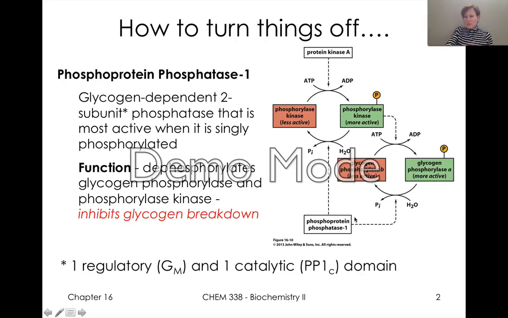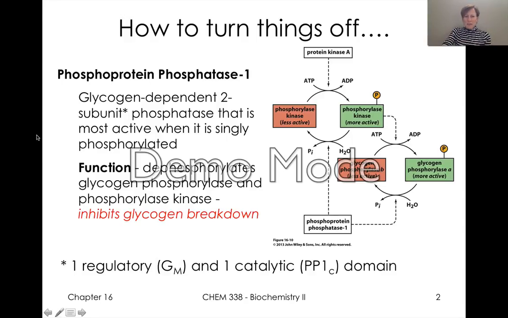Phosphoprotein phosphatase 1, also called PP1, is going to be an important enzyme for turning a lot of these catabolic pathways off. So we're going to spend a couple minutes going through a slide here on phosphoprotein phosphatase 1. This is a glycogen-dependent protein. It's a two-subunit protein, so it's got a regulatory motif and a catalytic motif. We'll see those on the next slide.